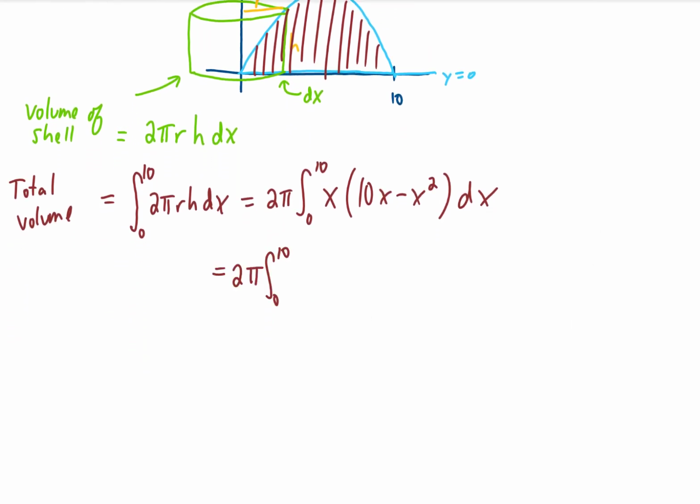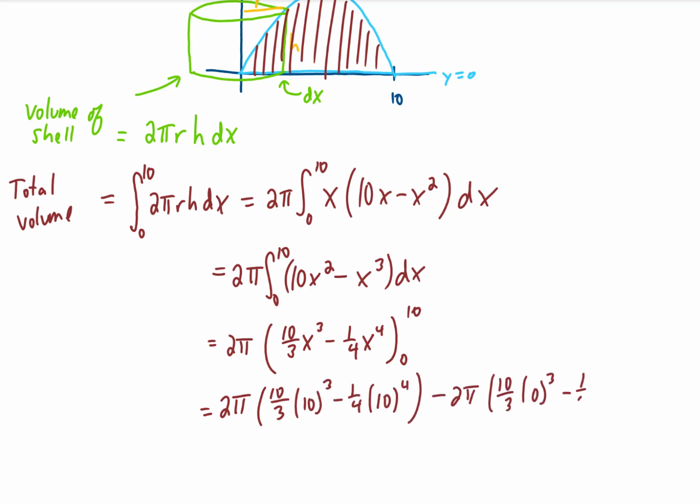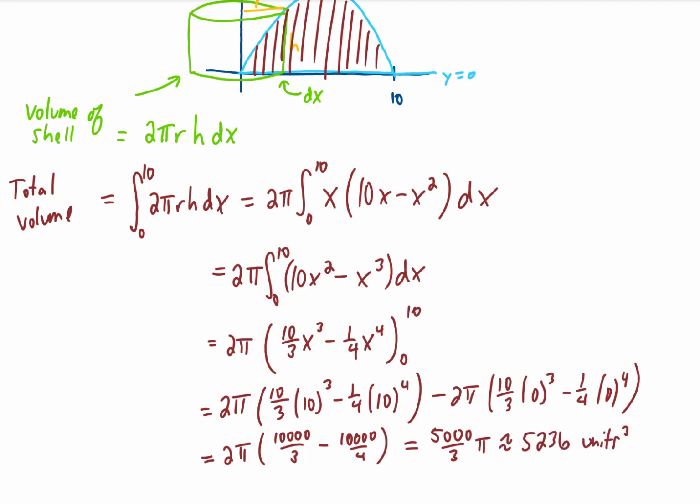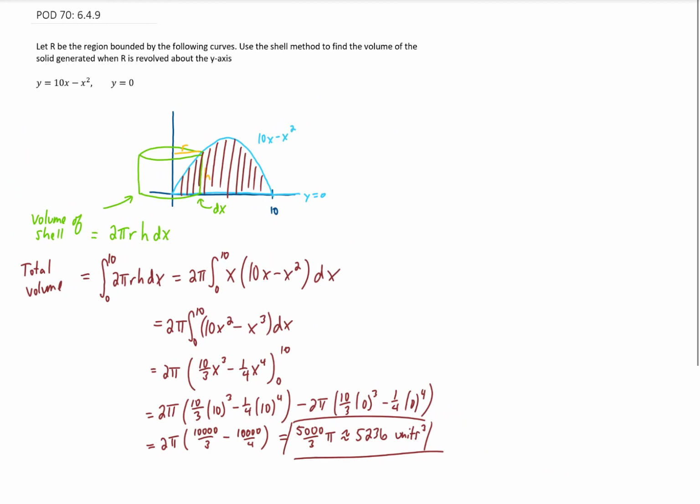First, I'll distribute this x through the parentheses. Then we can integrate using the power rule. Now we can plug in our upper and lower limits of integration, and we can simplify. Simplifying all of this gives us 5,000 over 3 pi, with an approximate value of 5,236 cubic units. So that is our answer. I'm going to zoom out so you can see all of the work that we did on that problem.